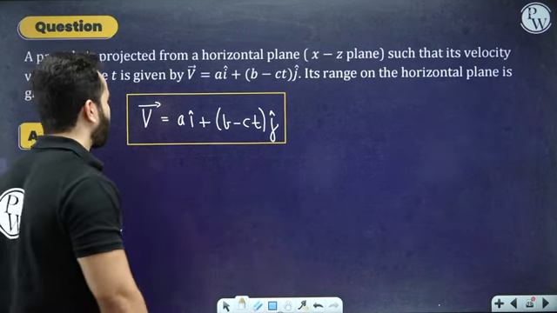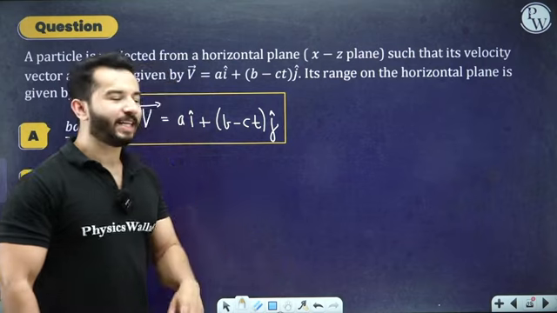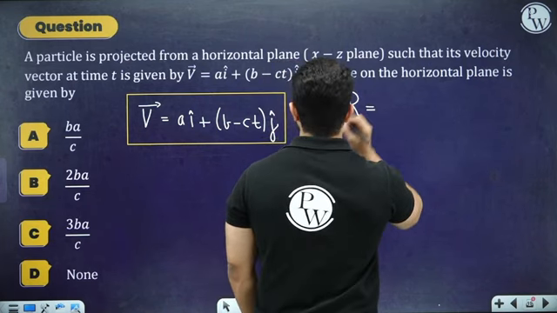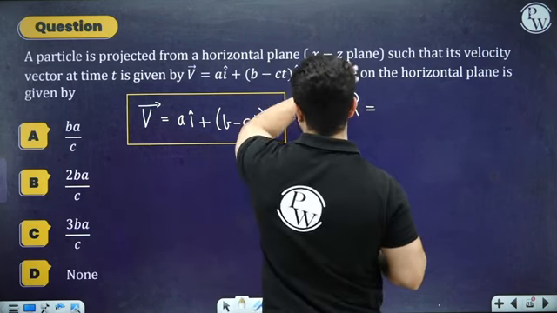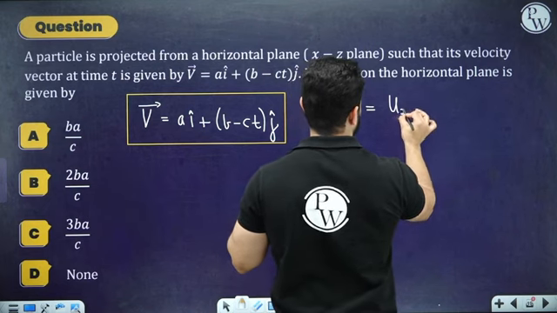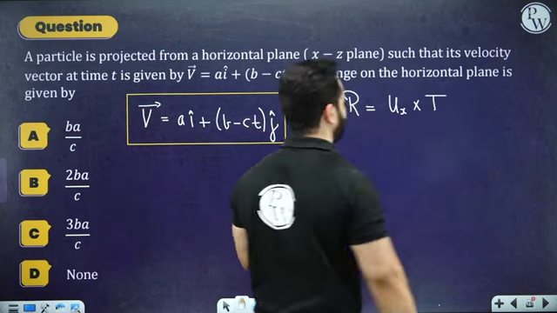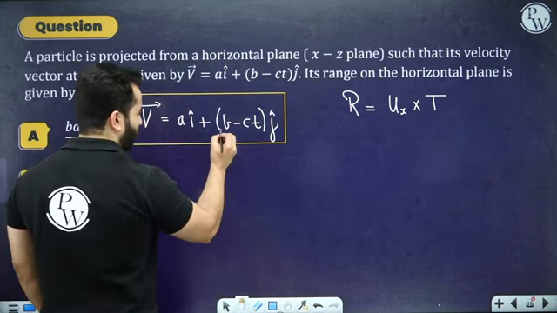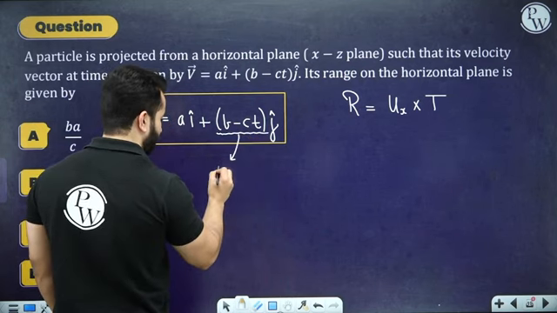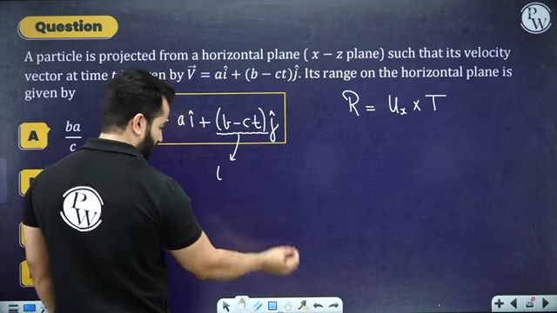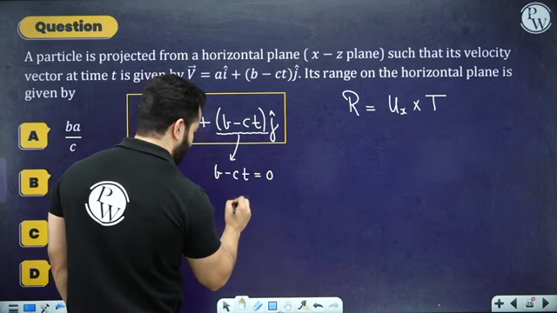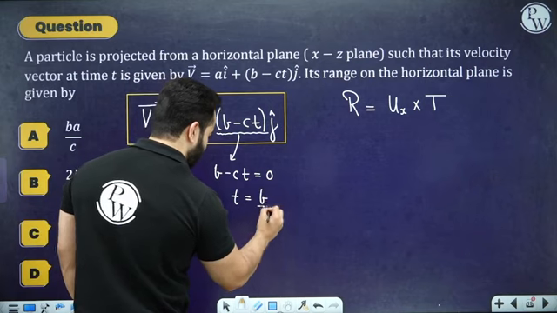See, we know one thing, that for finding out the range, usually what we do is, we write for the xz plane, range will be actually velocity in x direction times the time of flight. And for finding out the time of flight, what we are going to do is, this velocity will become 0 at a certain point. So this velocity will become 0 when b minus ct will be 0, and that time will be b by c.